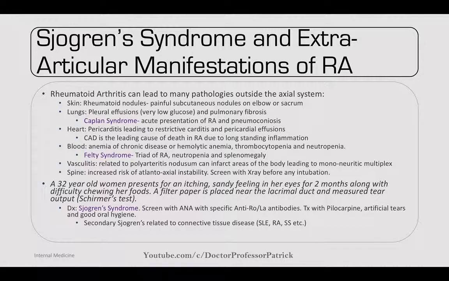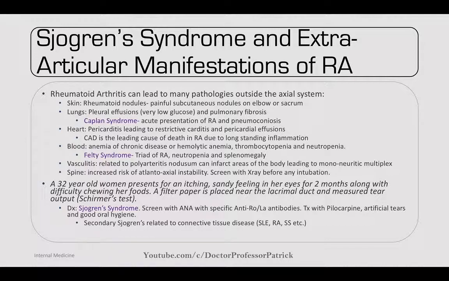So another syndrome to know for RA is Felty syndrome. It's a triad of RA, neutropenia, and splenomegaly. So vasculitis, there's a relation to polyarteritis nodosum, and it can infarct areas of the body, leading to mononeuritis multiplex. In the spine, there's increased risk of atlantoaxial instability, along with Down syndrome. You have to screen with an X-ray before you do any type of intubation.